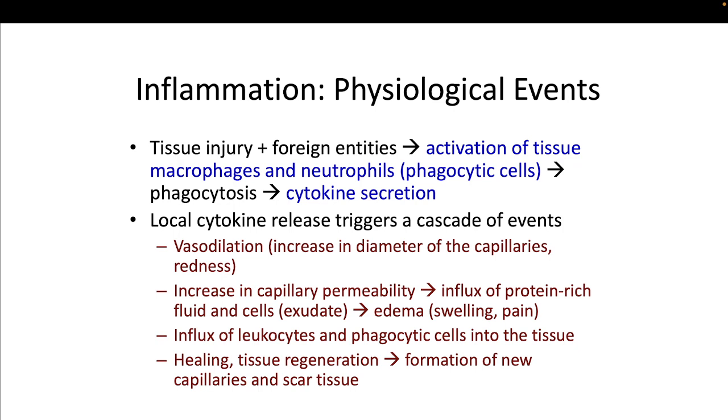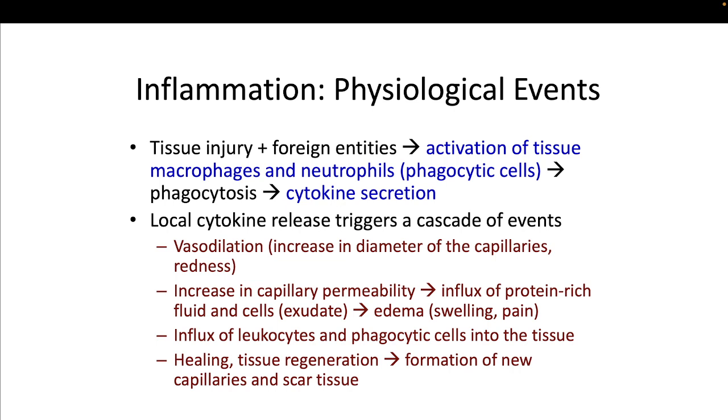Whenever you have a tissue injury or some foreign particles detected in the body, first of all they activate the macrophages, because macrophages are big cells. They phagocytose these particles, and because of this phagocytosis they release something known as cytokines. Even though cytokines are very small in size, there are a number of them present. They trigger this cascade of events.